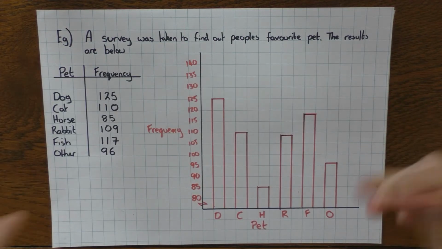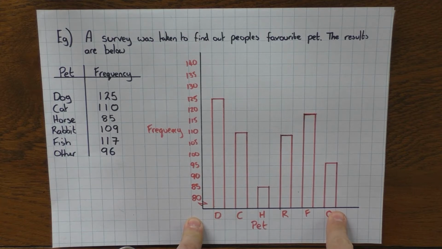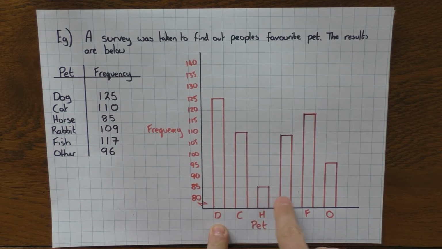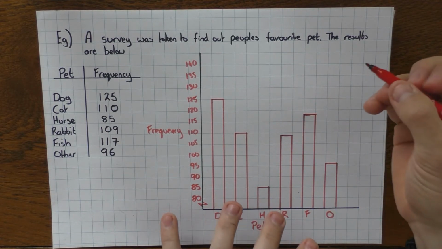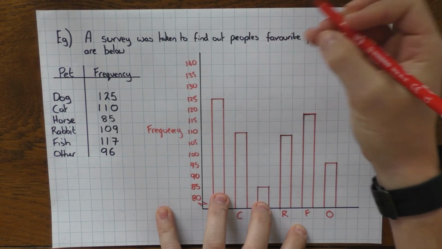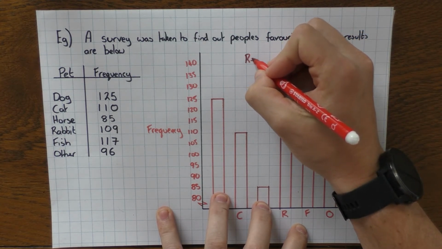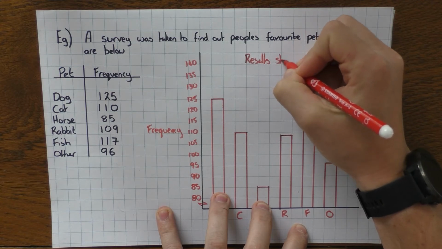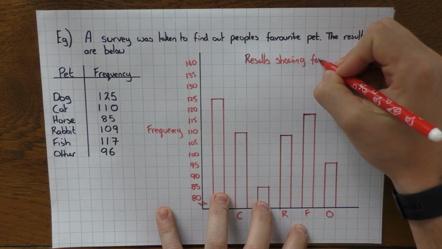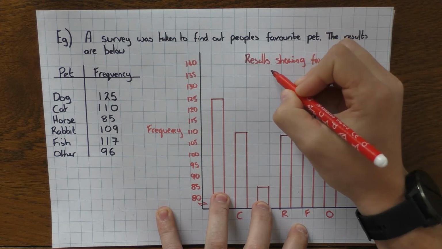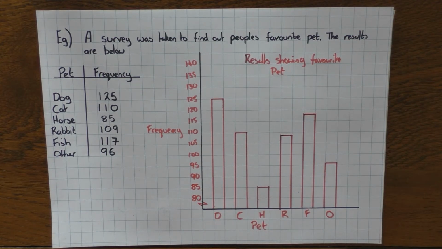Okay, so again, I've labelled my axes. My y-axis is going up by the same amount. I've labelled all of my different pets down here. I've got the same gap in between each of my bars, and my bar gap is the same. The only thing I haven't got is my title. A survey was taken to find out people's favourite pet. So I'm going to say something like results showing, I don't know, favourite pet. Okay, but as long as your title says what's going on in the bar chart, it's absolutely fine. So results showing favourite pet, something like that.